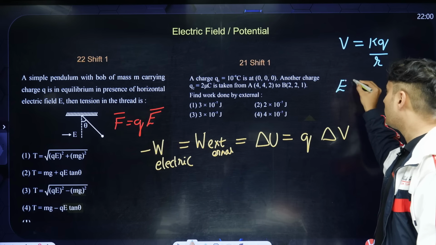So that comes in particular use when you have to find field or potential due to multiple charges. Like for example, over here, these formulas have come in particular use.